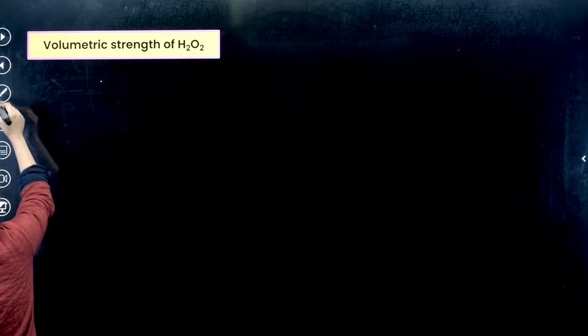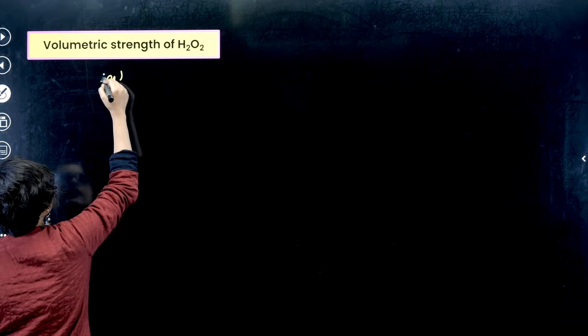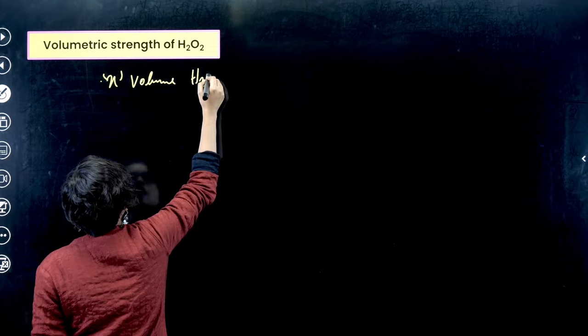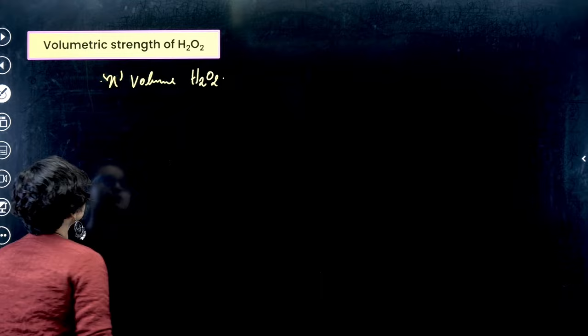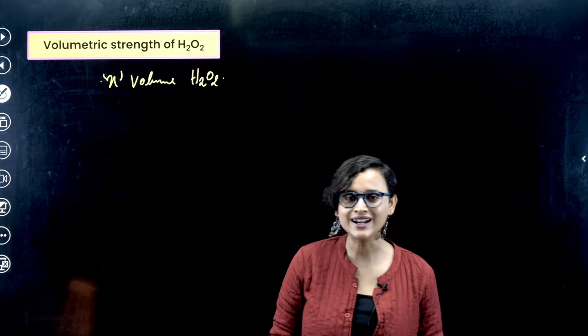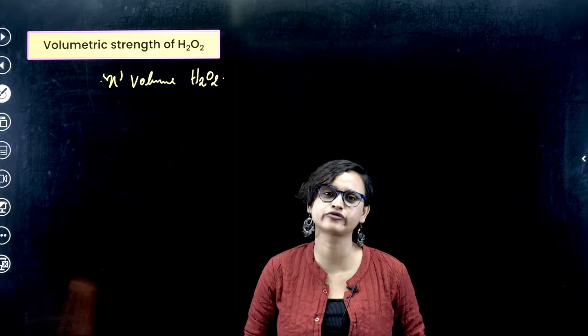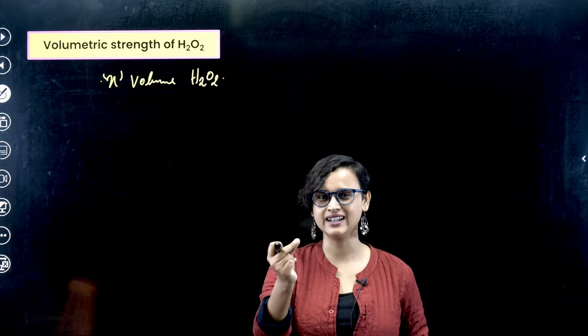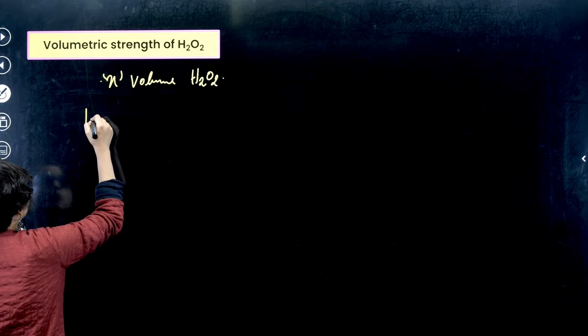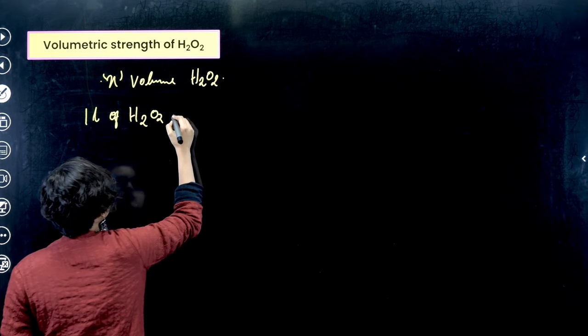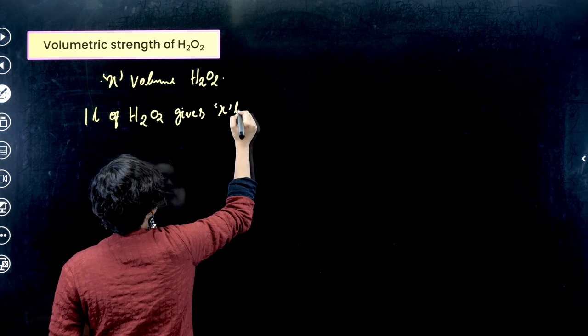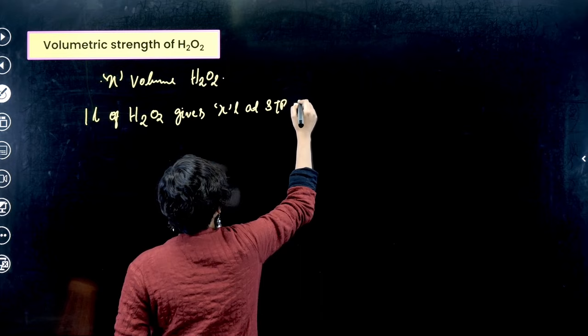So X volume hydrogen peroxide. Now what we're going to do is, let's just say that 1 liter of hydrogen peroxide gives you X liter of oxygen at STP. What did I say? I said that 1 liter of H2O2 gives X liter of O2 at STP.